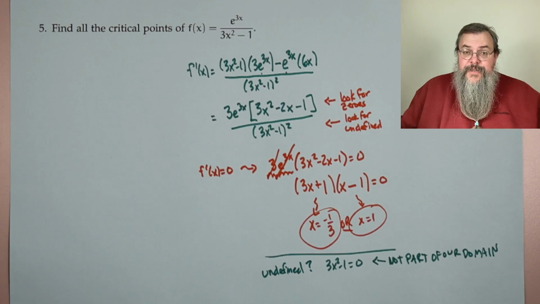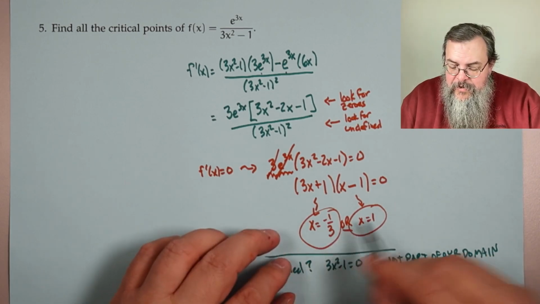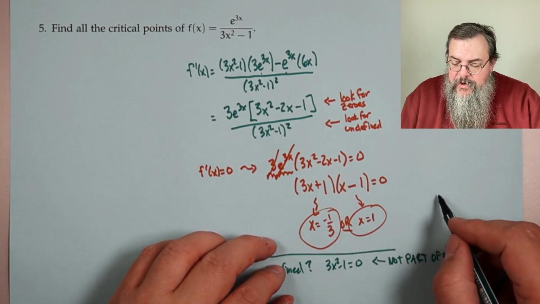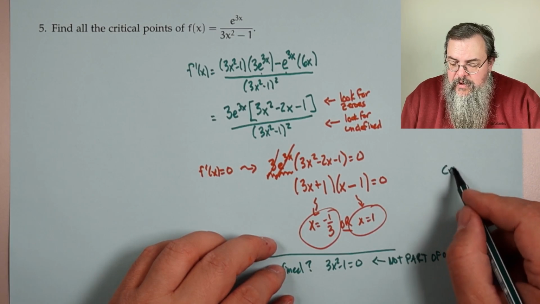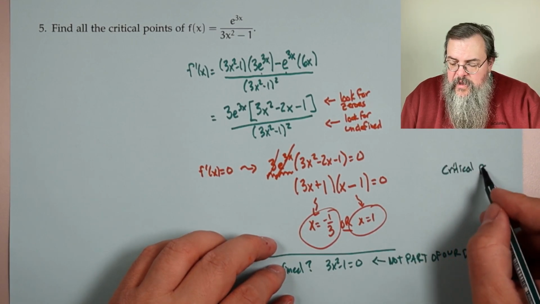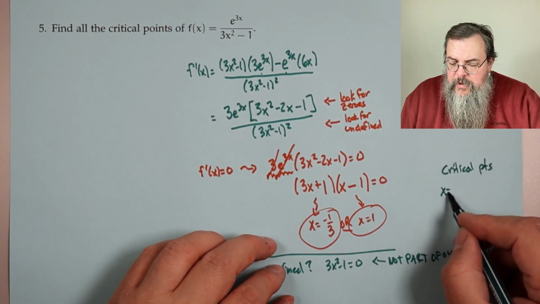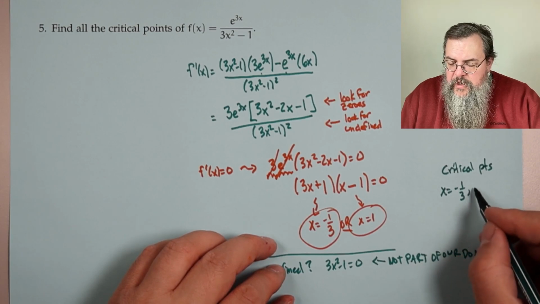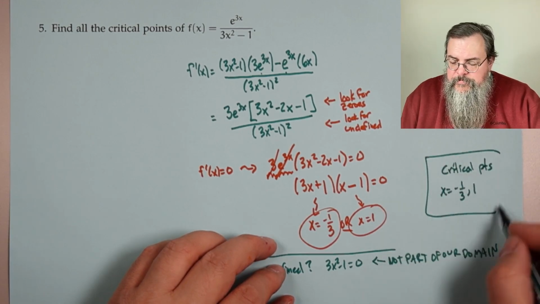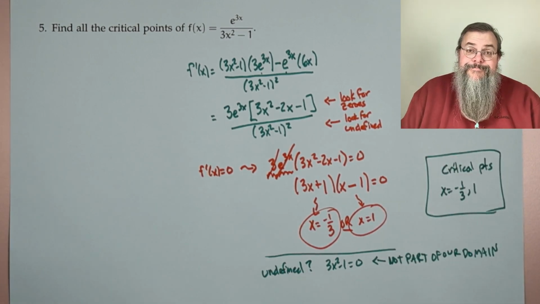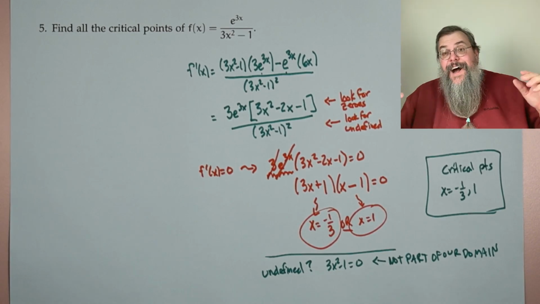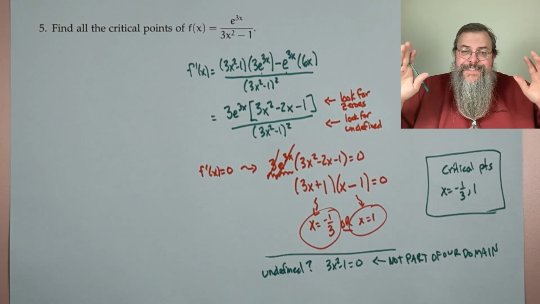So what's our final answer? Our final answer is these 2 points. So we say, okay, our critical points are at x equals -1/3 and x equals 1. And we're done. That's it. Huzzah!